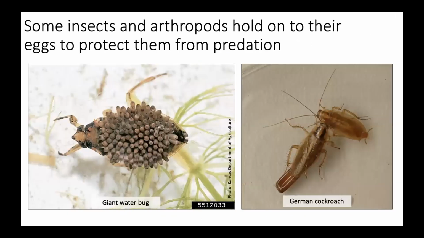Some insects hold on to their eggs to protect them from predation. As with the water bug, the female lays the eggs on the back of a male, and he swims around protecting those eggs. With the German cockroach, one of the most successful roaches that will probably be around forever, her egg capsule has the most nymphs in it, but she also carries it around until she's ready to drop it. She doesn't just leave it anywhere. She's really protecting that.